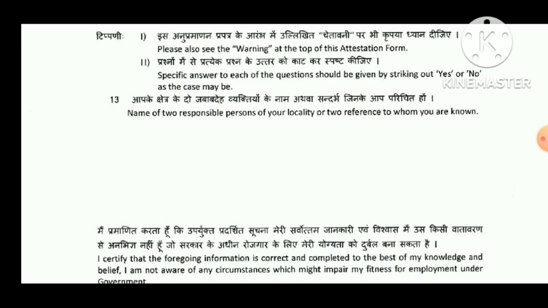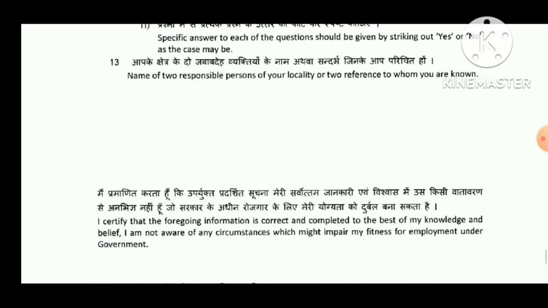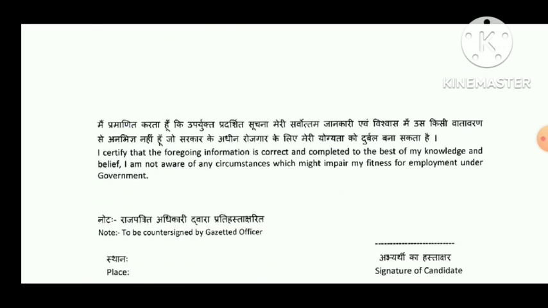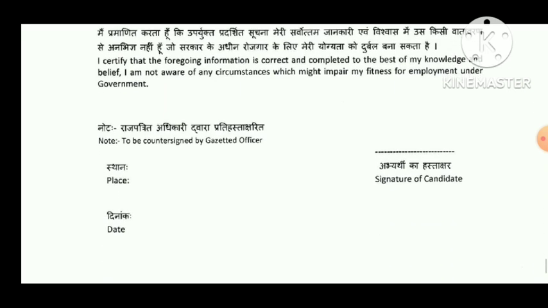You have to mention two persons' names who know you very well from your age. They know your parents, family background and everything. And at last, there is the declaration: I certify that the foregoing information is correct and complete to the best of my knowledge. After reading that, you have to sign over the signature of the candidate.